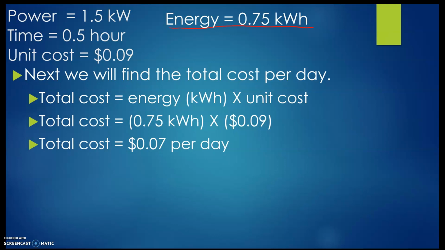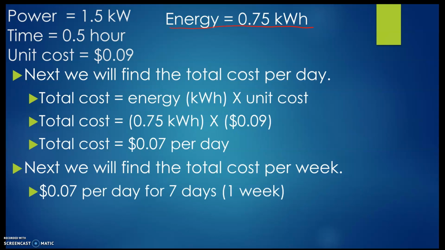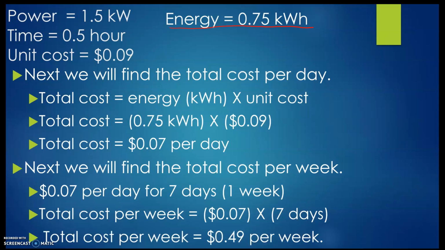Now, we can't forget, we've also got to figure out how much it costs per week. So we know that if he spends 7 cents per day, and there's 7 days in a week, we can simply multiply 7 cents times 7 days for a total cost of 49 cents per week.